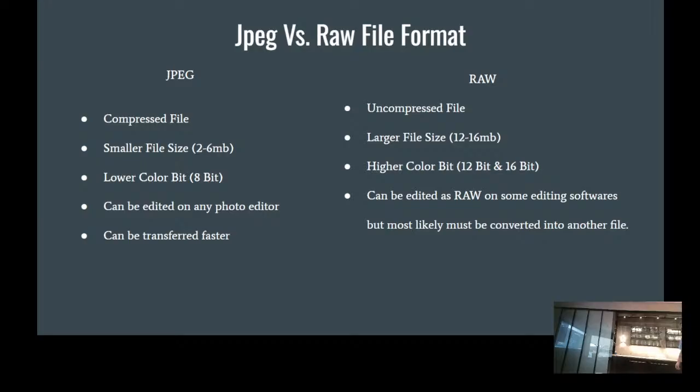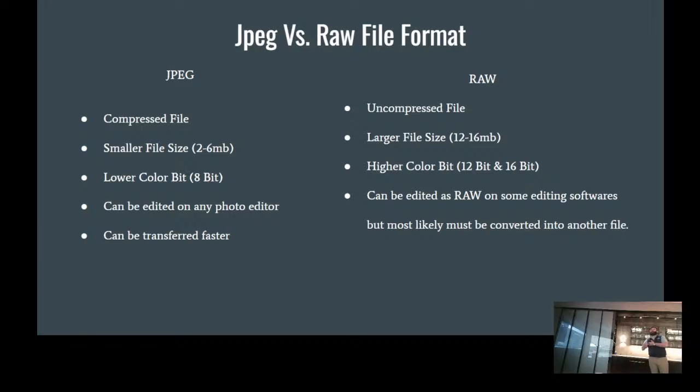A JPEG is a compressed file. It's typically a smaller file size, 2 to 6 megabytes. It has a lower color bit. This can be used and edited on any photo editor. So with JPEGs, you don't have to worry about buying something fancy. Anything will do, and it can be transferred extremely fast.